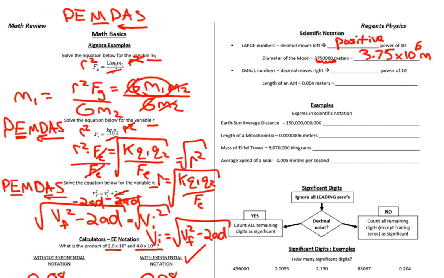Small decimals, you have to take the decimal and then move it to the right. And that would become a negative power of 10. So I write this one as 4 times 10 to the minus 3 meters, since I moved it over to the right 3 places. So we can work out the rest of these. Okay, 1, 2, 3, 1, 2, 3, 1, 2, 3, 1, 2. So that's 9, 11. So I have 1.5 times 10 to the 11 meters.